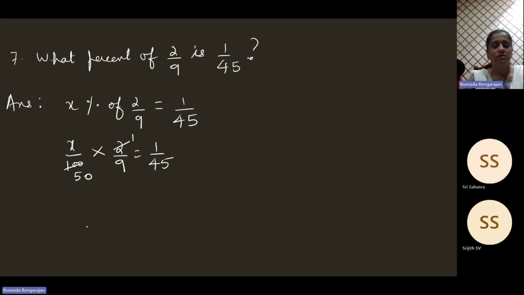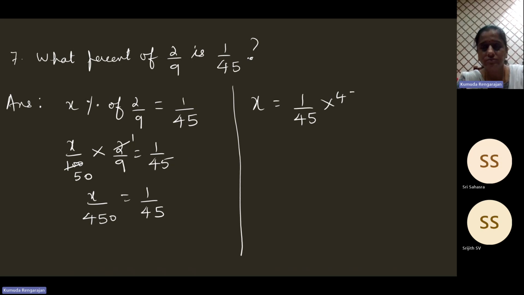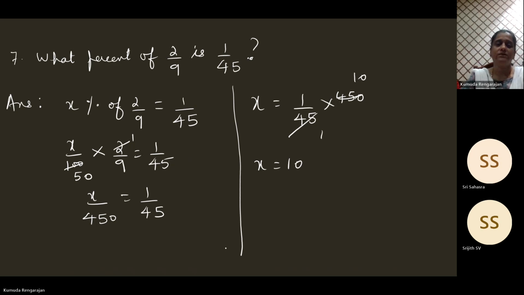So now this is X by 450 is equal to 1 by 45. 50 into 9 is 450. So now X is equal to 1 by 45 into 450, correct? 450 goes from multiplication to the other side. X is equal to 1 by 45 into 450. X is equal to 10. So 10%. 10% of 2 by 9 is 1 by 45.